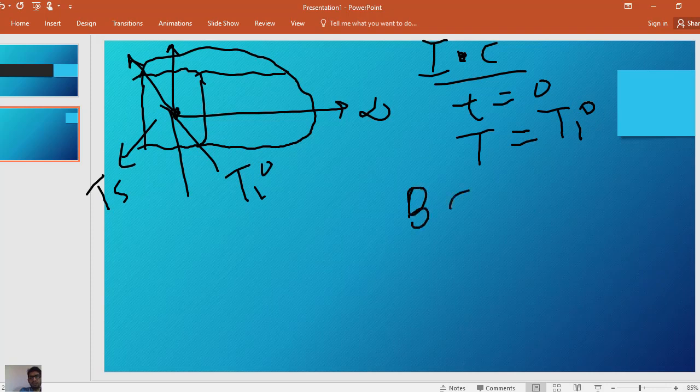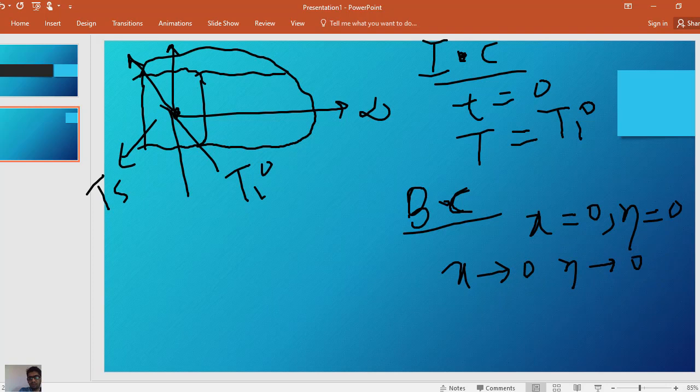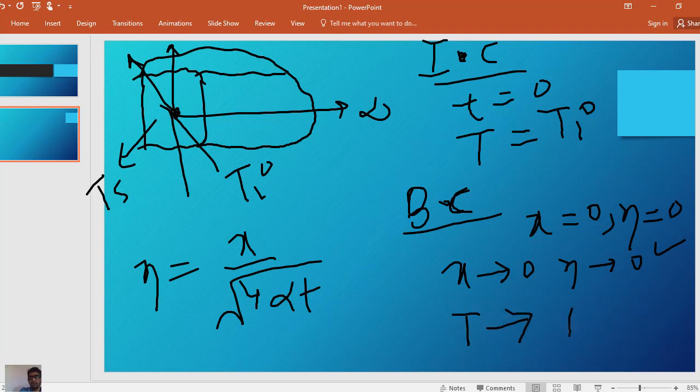Boundary condition, what is the BC? When x is equal to 0, then the similarity variable is equal to 0. It means when x tends to 0, the similarity variable tends to 0, because we know that the similarity variable is equal to x divided by the square root of 4 alpha t. And when x tends to 0, the similarity variable tends to 0, and the temperature of the semi-infinite body tends to Ts, the surface temperature of the semi-infinite body. So this is the initial and boundary condition.